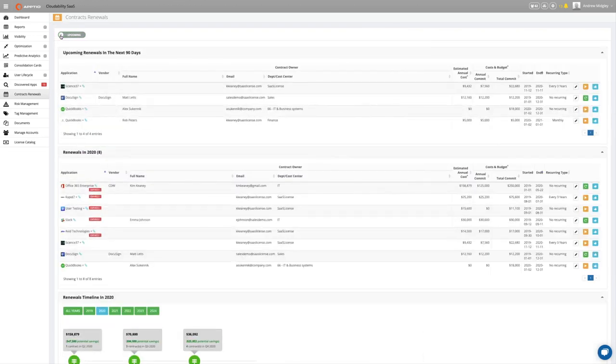By having the right information at the right time, Cloudability SaaS helps business leaders reduce SaaS licensing costs by 15% or more. This is another example of Apptio driving smart technology decisions that deliver important business outcomes.